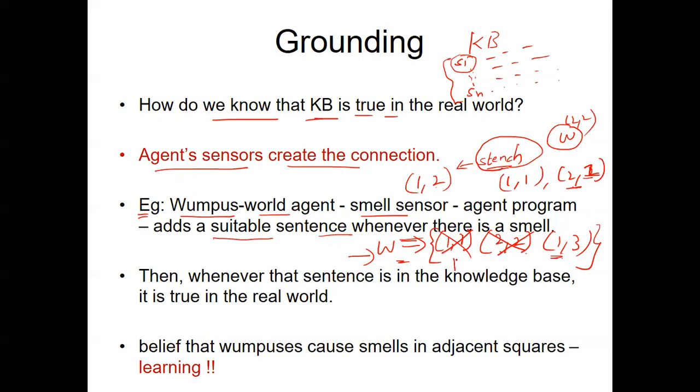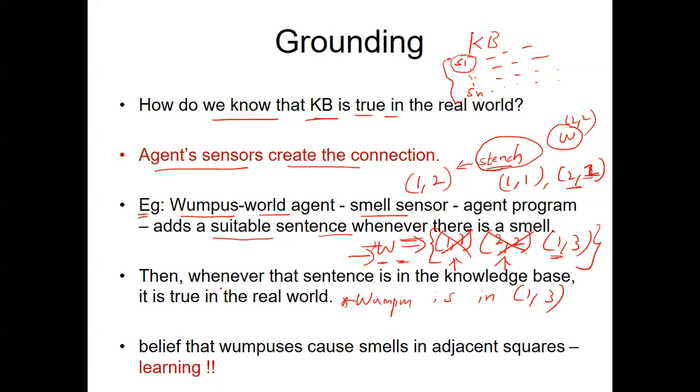Based on sensing and inference, this is sound knowledge, very perfect knowledge. It is not just a rule, it is a fact in the real world also. Whatever rule we add, if it is truly connected with the real world, then we call it grounding. So this is one typical example of grounding. Now we know that the Wumpus is in 1 comma 3, so the agent will add a rule: Wumpus is in 1 comma 3. Confidently it will add it, and that rule is correct. So this is how we ensure grounding.